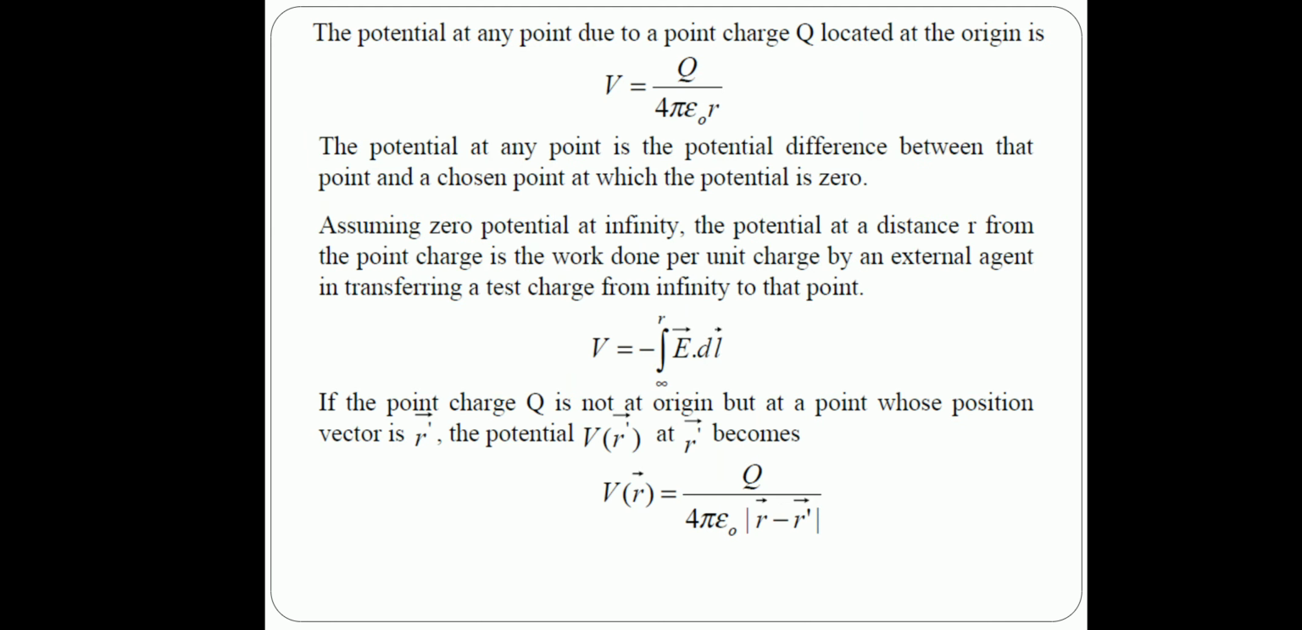The potential at any point due to a point charge Q located at the origin is given by V is equal to Q by 4 pi epsilon 0 R. We can see that the force expression is F is equal to Q1 Q2 by 4 pi epsilon 0 R square, for the electric field the expression is Q divided by 4 pi epsilon 0 R square, and the potential expression is Q divided by 4 pi epsilon 0 R. That means the potential is proportional to the charge and inversely proportional to the distance.